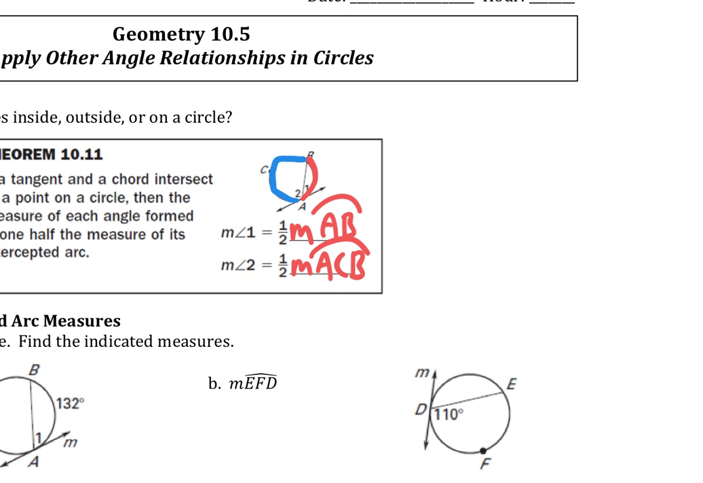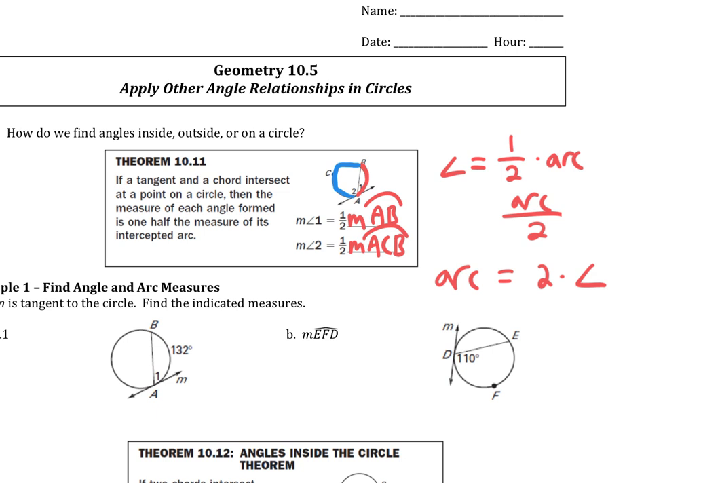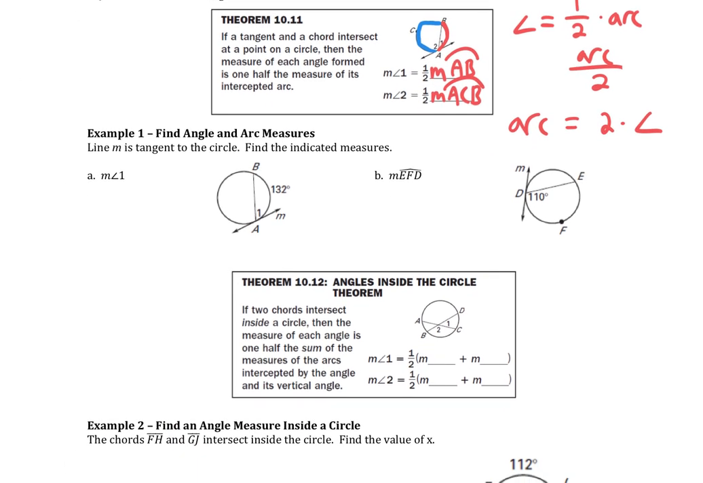So in general, it's the same thing as with inscribed angles. The angle equals 1/2 the arc, or the arc over 2. And the arc equals 2 times the angle. Okay. So with some of these circle relationships, sometimes you have to find a different arc to figure out what the rest of the circle is going to be. It kind of depends, but let's go ahead and give this a try, okay?